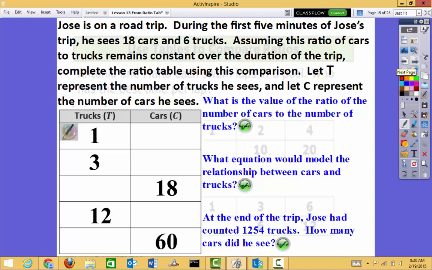Jose is on a road trip. During the first 5 minutes of Jose's trip, he sees 18 cars and 6 trucks. Assuming this ratio of cars to trucks remains constant over the duration of the trip, complete the ratio table using this comparison. Let T represent the number of trucks and C represent the number of cars he sees. So let's complete it first. Well, my ratio of cars to trucks I'm seeing is right here. So I'm going to do that first. Let's look for this 18 number. And I see it right here. How many trucks should I have? Well, that should be 6. And then I'm just going to now fill out my ratio table.